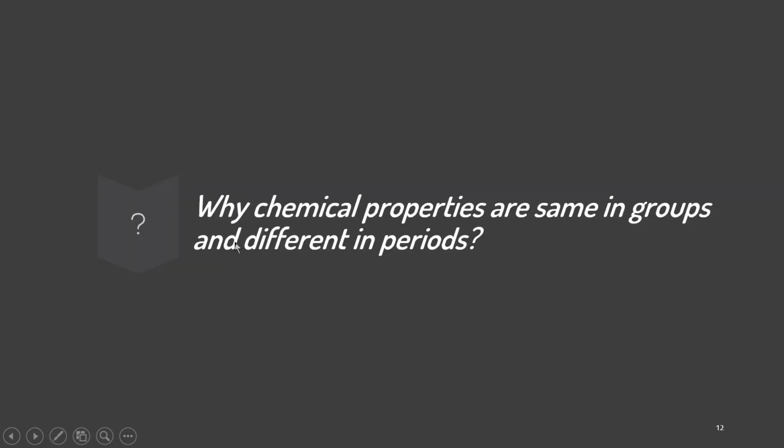Here's a question for your brainstorming. I previously said that chemical properties are different in periods. Why so? You need to brainstorm why chemical properties are the same in the groups and different in the periods. And if you have an answer, you need to mention it in the comment section.